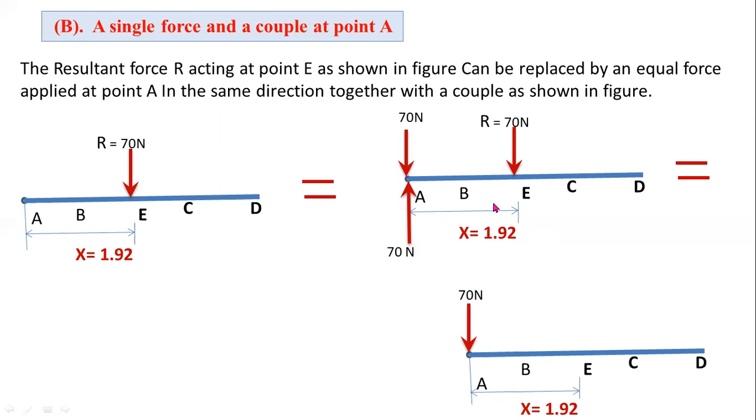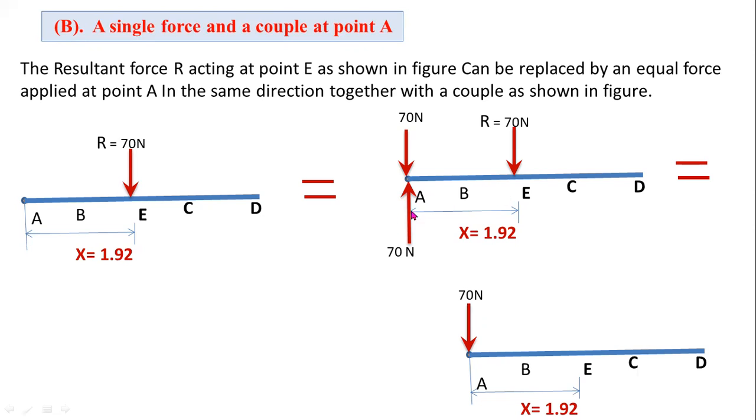From what we already know about the couple, by adding two equal and opposite forces, this forms a couple. So this one is 70 newtons in the downward direction. This one is 70 newtons in the upward direction. The distance between these two forces is x.